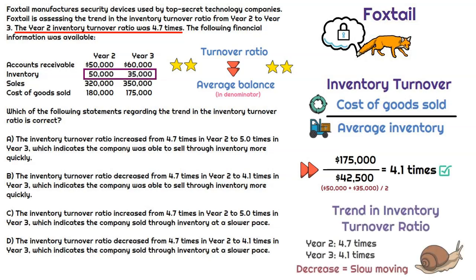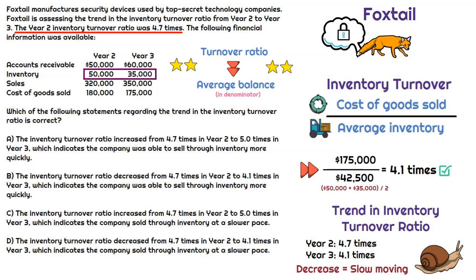So how does that ratio compare to year 2? Well, year 2 was 4.7 times. So we're seeing a decline or decrease in the ratio from year 2 to year 3. And when that ratio declines, one possible indicator is that inventory moved more slowly, right? They weren't able to sell through it as quickly. So think about the snail, it's moving more slowly through the warehouse, right?